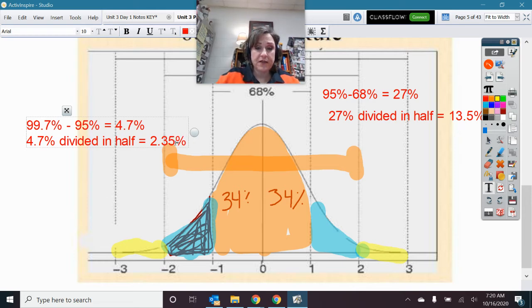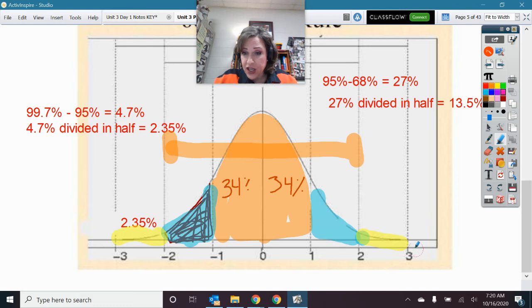Okay, so divided in half, you will see that each one of these yellow sections is 2.35%. Okay, because the yellow total is 4.7%. And so then there's that. So now we have a teeny tiny bit out here. So let's take a look at how much is actually out here in the pink, past what are extreme. Okay, so figure that out.